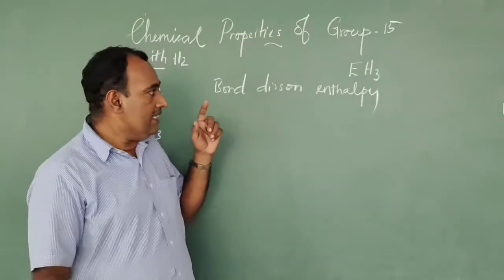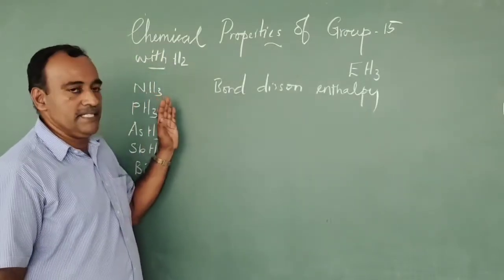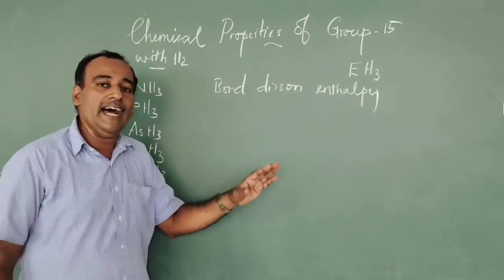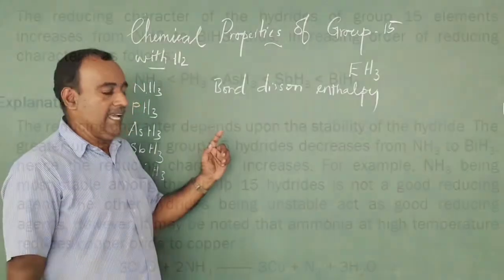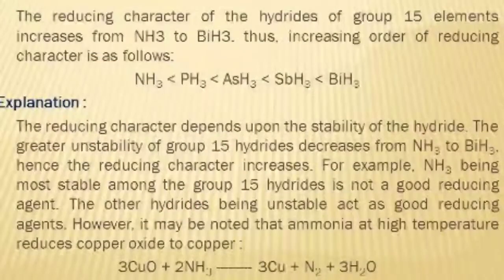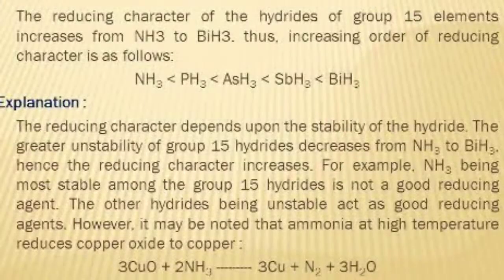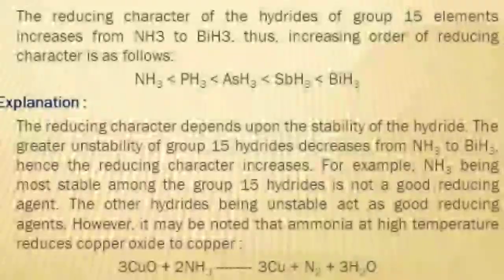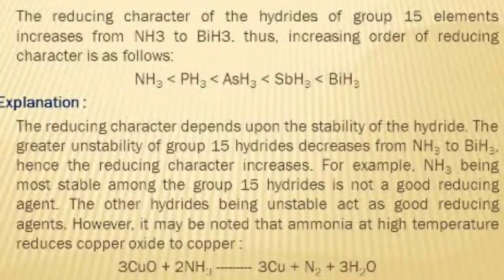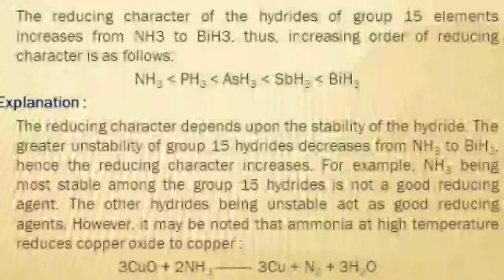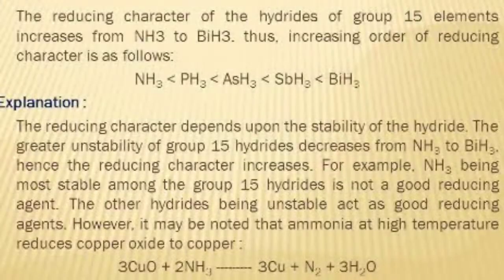When these hydrides dissociate, they liberate hydrogen. So this hydrogen acts on the nearby substance. That means the hydrides of group 15 act as reducing agents. The reducing nature also increases on moving from top to bottom, because bismuthine has a more reducing character than ammonia.